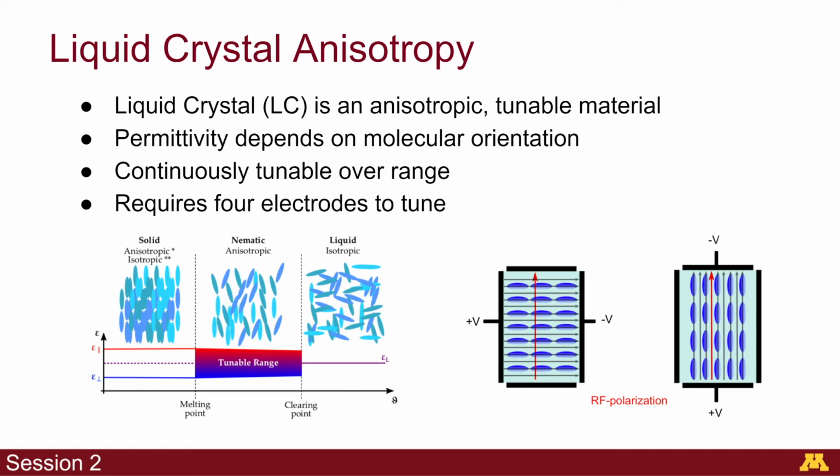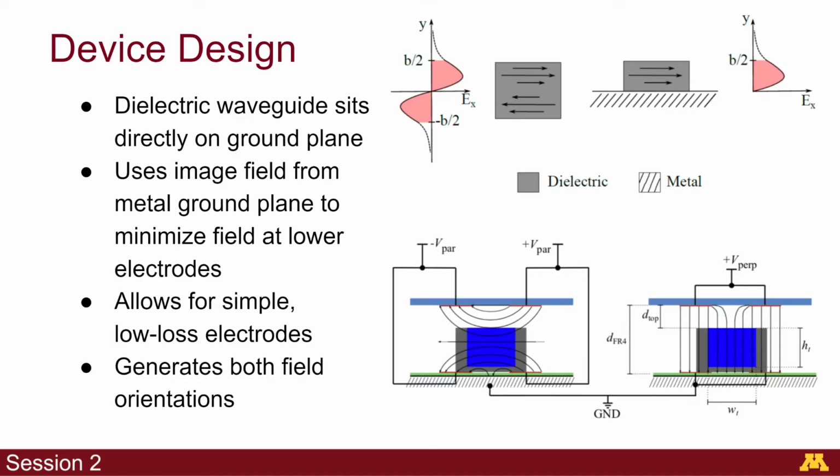As shown on the bottom right with 4 electrodes, we can get any direction of the long axis, meaning we can tune permittivity anywhere between long axis and short axis values. This lets us create a variable phase delay, since slower propagation through the same thickness of material means more phase delay. There are a few key design details that contribute to this device.